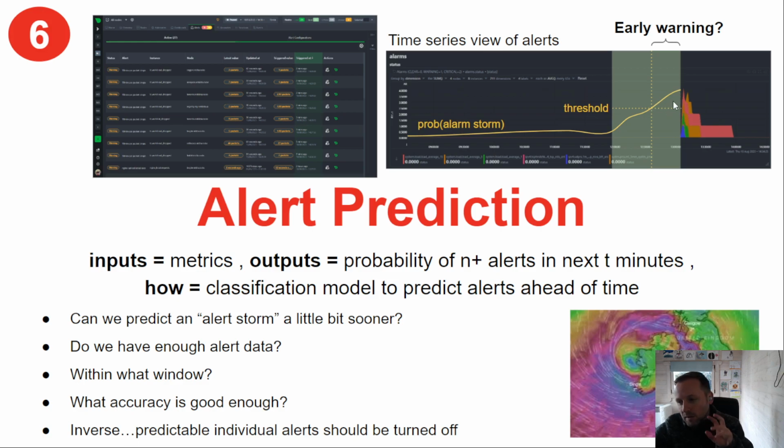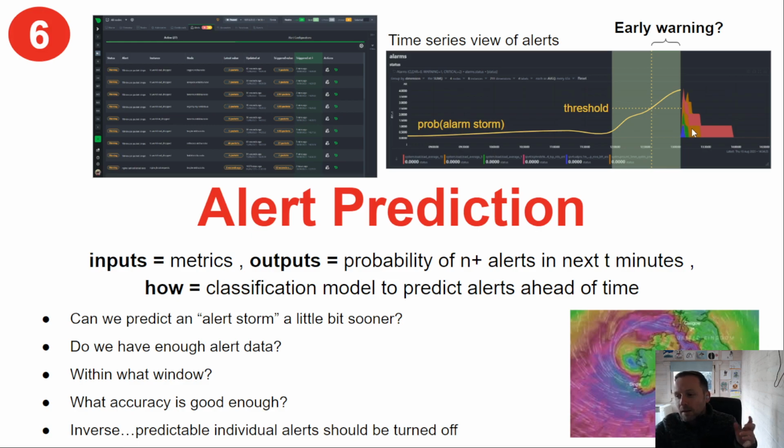And there's a trade-off here between how willing you are to accept false positives versus false negatives. If every time it goes past this threshold, even if only 1 in 10 times it's actually valid and does turn out to be an alert storm, maybe that's good enough for you.